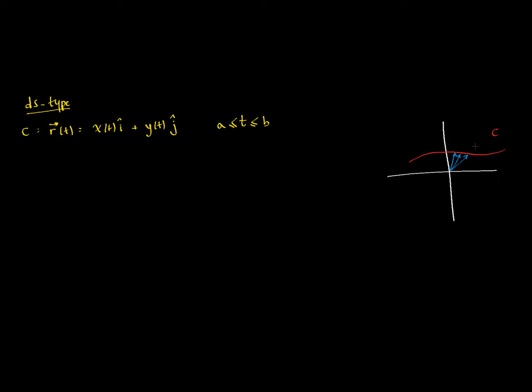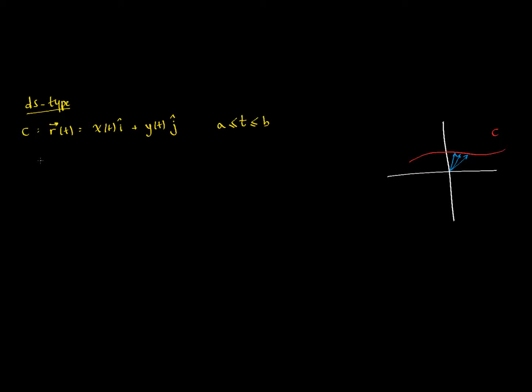Alright, so suppose you're given the parameterization of a curve C to be r of t equals x of t i plus y of t j, and t ranges between a and b. So if you sketch this parameterization at different values of t, you're going to get different position vectors, and so on. So if you trace all these position vectors, you're going to get a curve C that follows these position vectors. So this curve here, C.